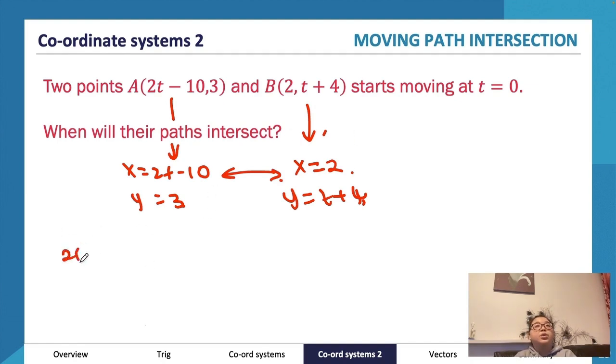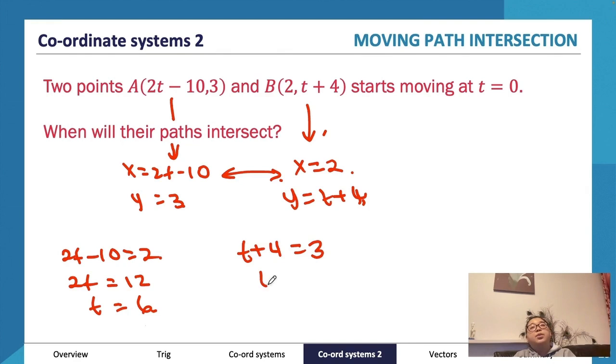So 2t minus 10 will equal 2, right? So 2t will equal 12, so t will equal 6. Now we do y: t plus 4 will equal 3, so t will equal negative 1, which is not possible, right? Because it will never reach 3. So therefore they will never be able to be at the same point anyway.